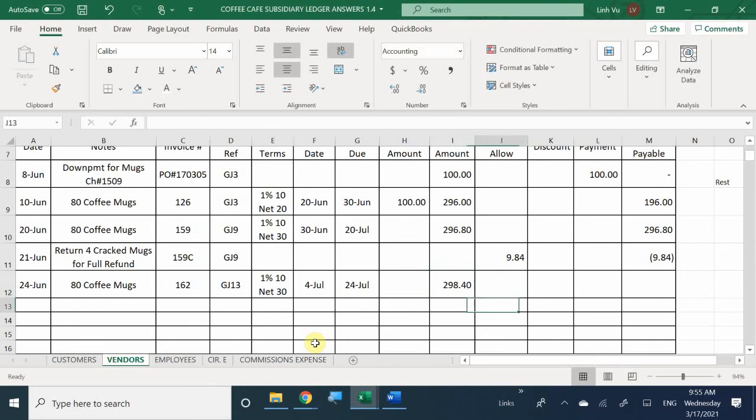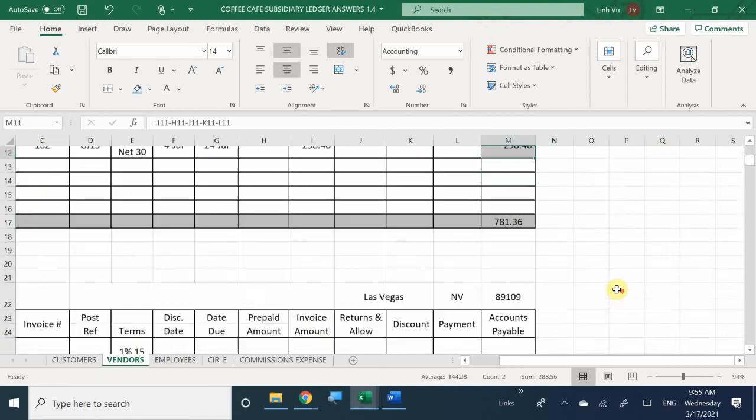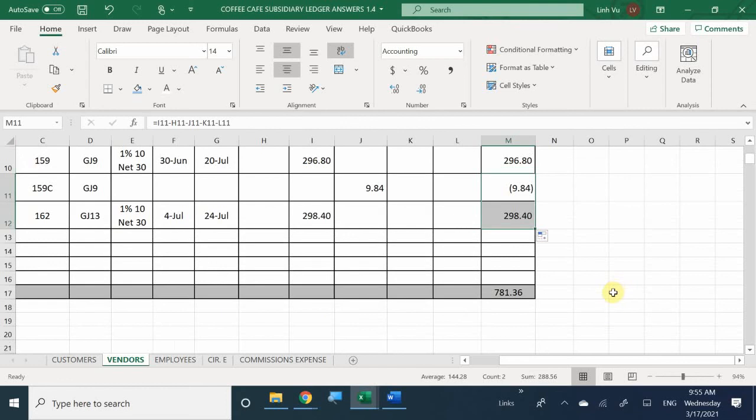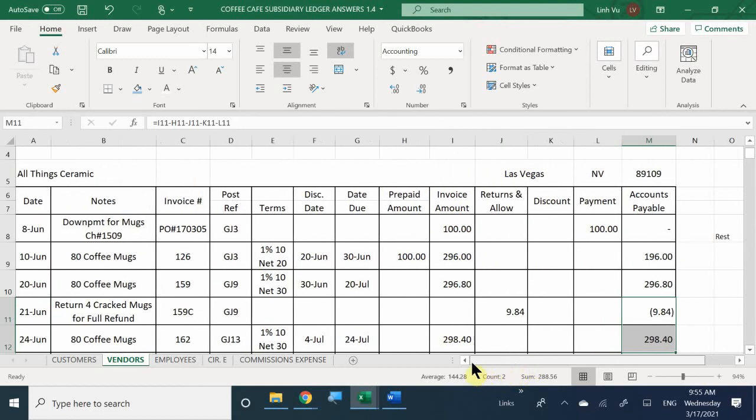298.40. We made no payments to it, so therefore we're going to increase what I owe by $298 to give you a grand total of $781.36. So let's take a look real quick at our bills, because here we've received 3 bills already. Let's see which one we are pending that's going to be due.